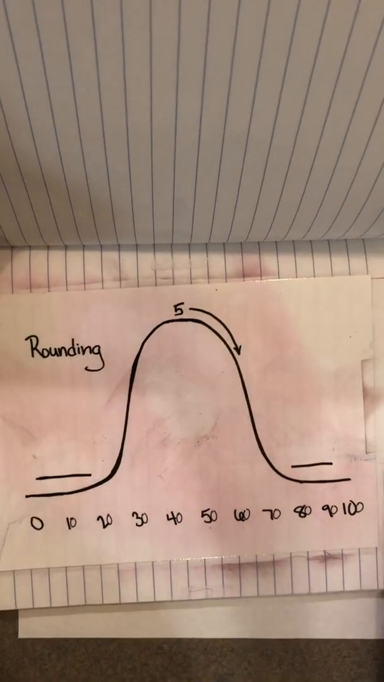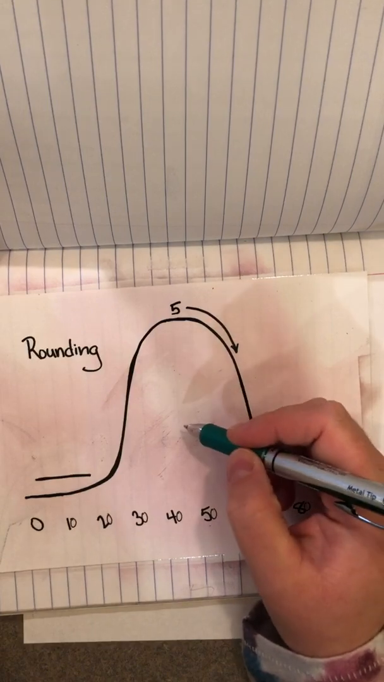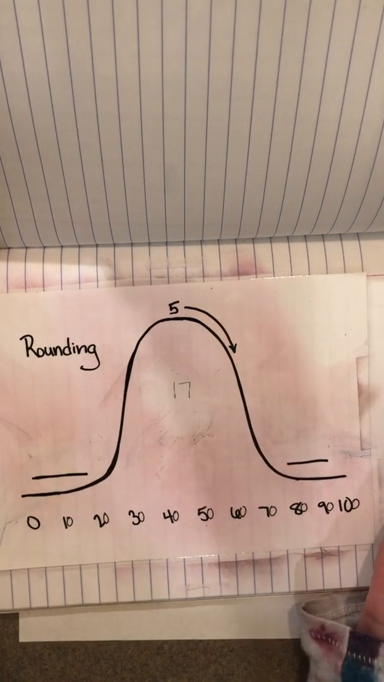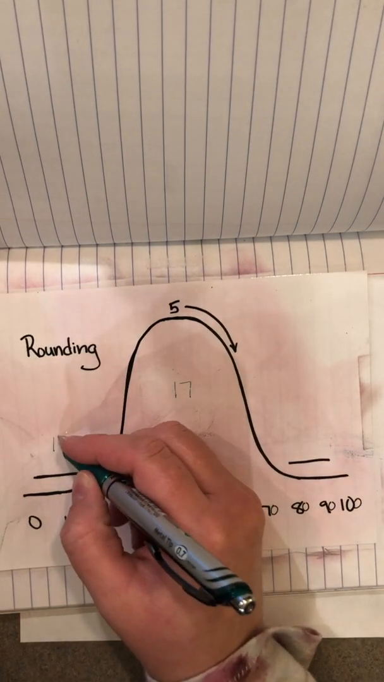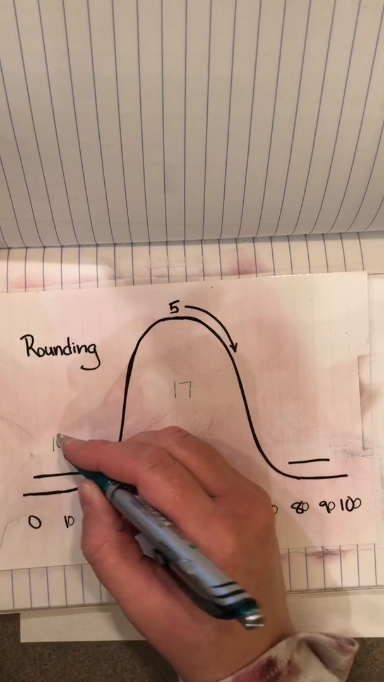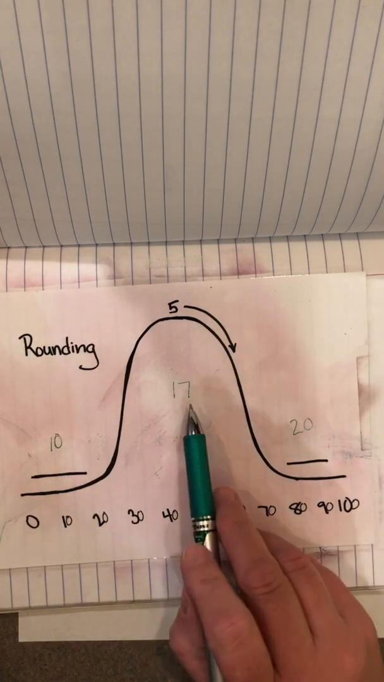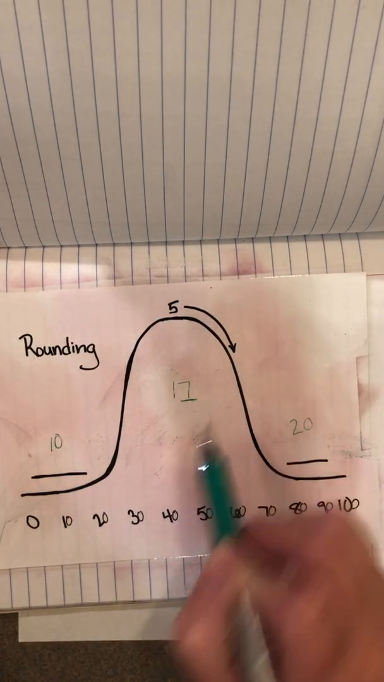So the way we do rounding is like this. I should have a dry erase marker, but I don't. I'll just write with this. So 17 will go in the middle. And we decided that 17 is between 10 and 20, right? So when we're rounding to the nearest 10, we look at the number 1 to the right of it. That's the 7.